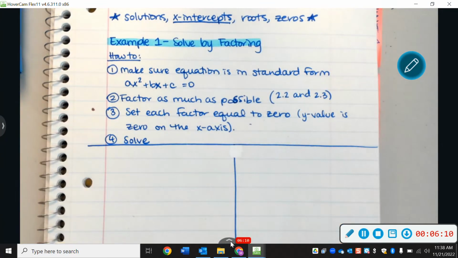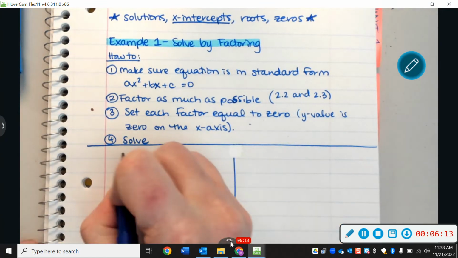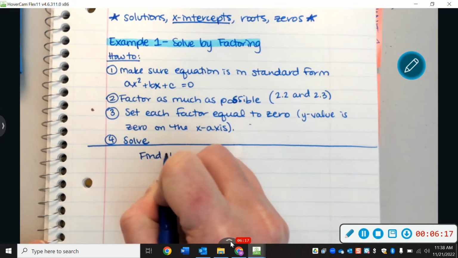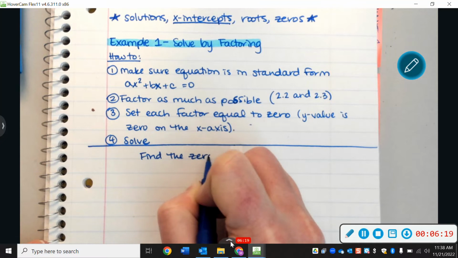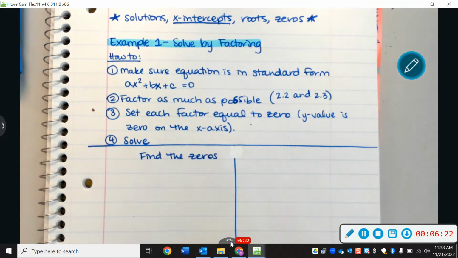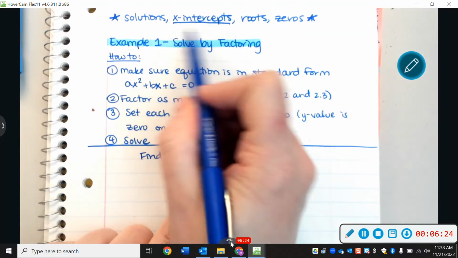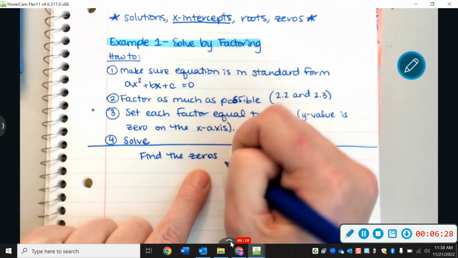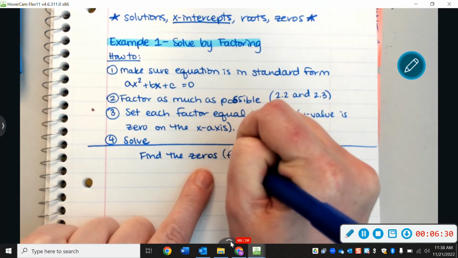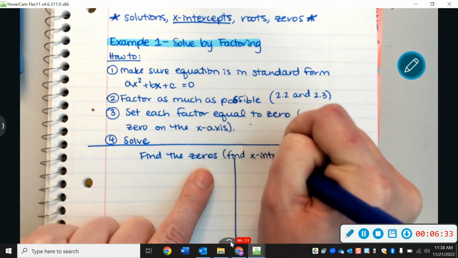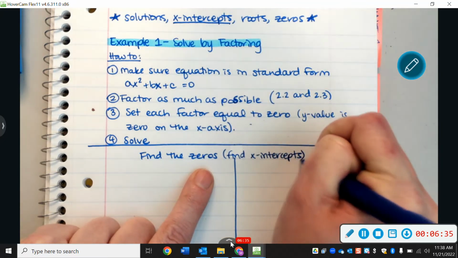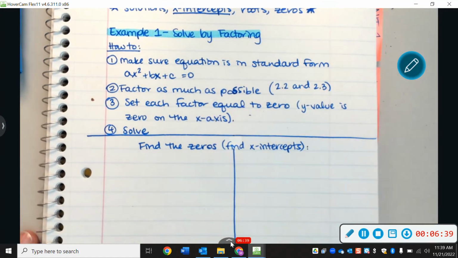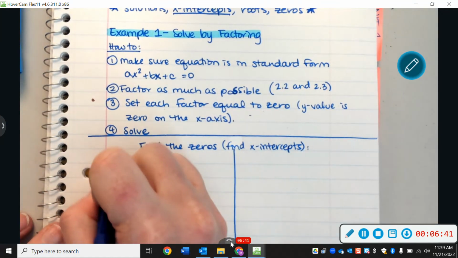So in these examples, the direction each time is just to find the zeros. And zeros are just another way of saying find the x-intercepts, find the solutions, find the roots. They all mean the same thing. So essentially we're just going to find the x-intercepts. But once again, get used to and comfortable with those words being used interchangeably. So we're going to go ahead and find the zeros for all of these different examples. And we'll start with this one here.